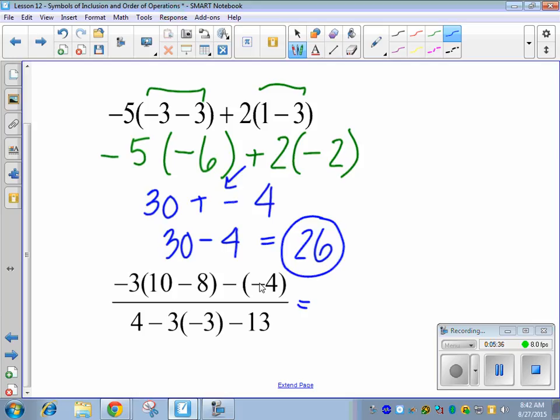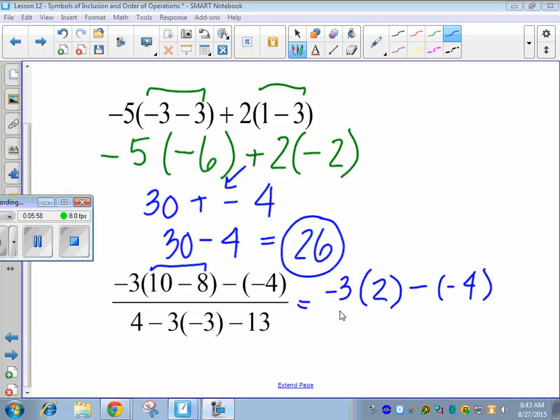Anybody? Jordan? The parentheses. Yay. So this negative 3 is going to stay there. And then this parenthesis is what we're going to deal with first. 10 minus 8 is going to give us 2. And then we're going to have minus, we'll just keep this minus negative 4.